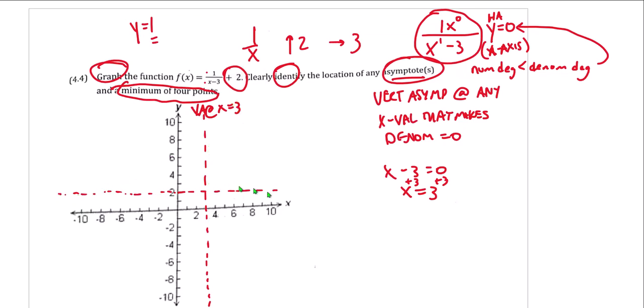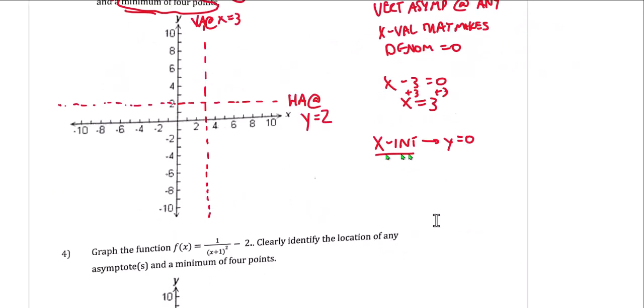So there's our horizontal asymptote at y equals 2. And now in terms of graphing, we have to find 4 points. So let's at least do the x-intercept, which we will get by throwing in y equals 0, or in this case, f of x equals 0. So again, to find my x-intercept, I'm going to throw in 0 for y. So that's going to be 0 equals 1 over x minus 3, plus 2.